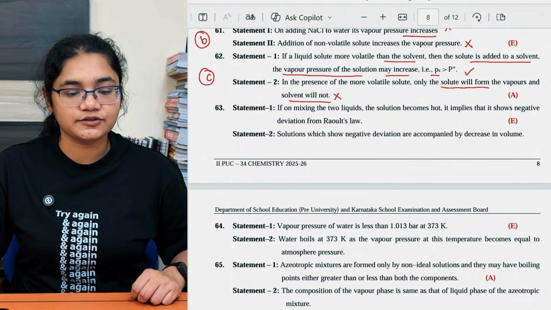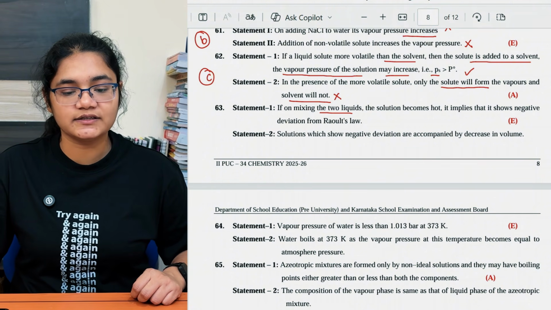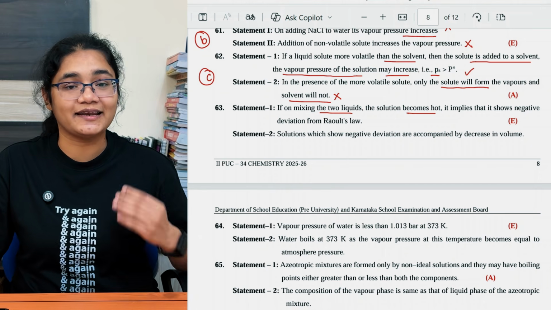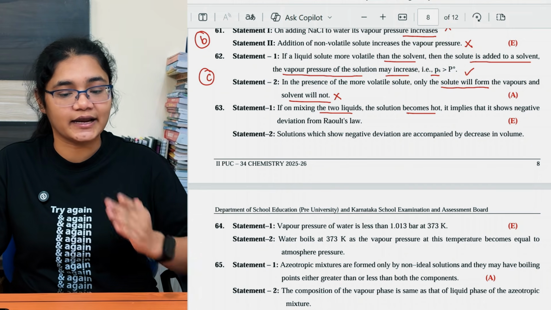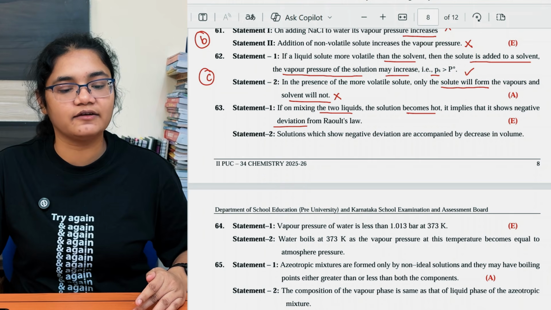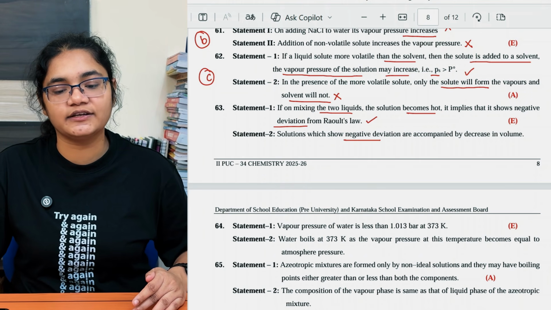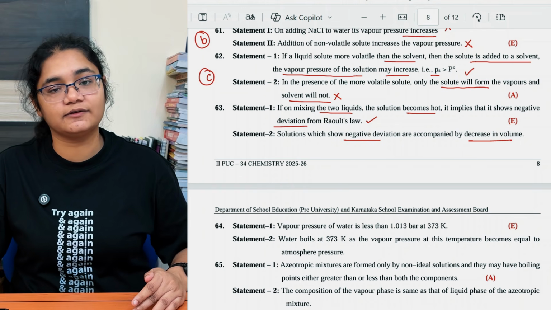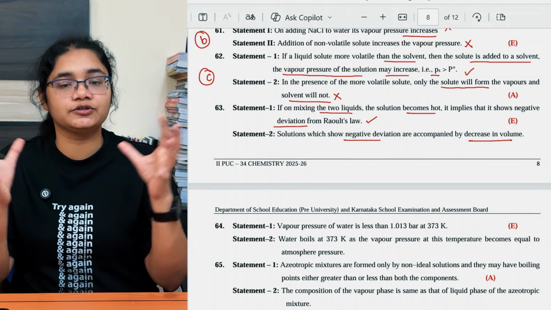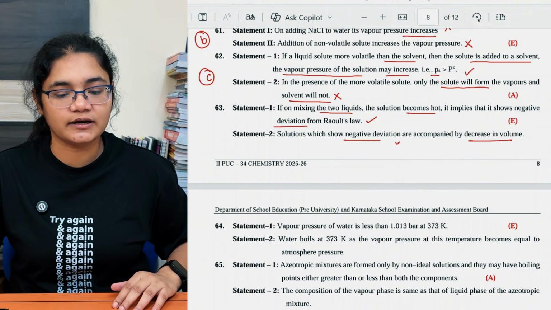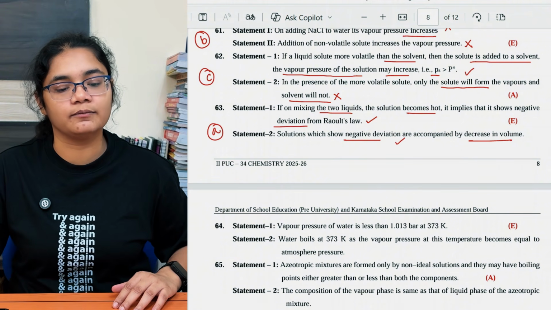Next, question number 63. If on mixing the two liquids, the solution becomes hot, that means energy is released here. Delta H is negative. That implies a negative deviation. Yes, that is absolutely correct. Solutions which show negative deviation are accompanied by decrease in volume. Yes, negative deviation, more attraction, volume decreases. So this statement is also correct. Both are correct. So option number A here.